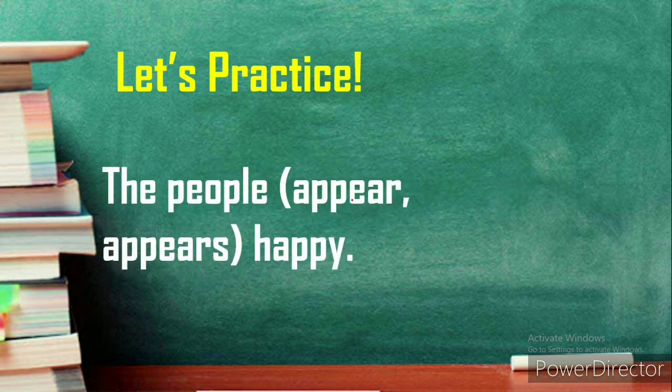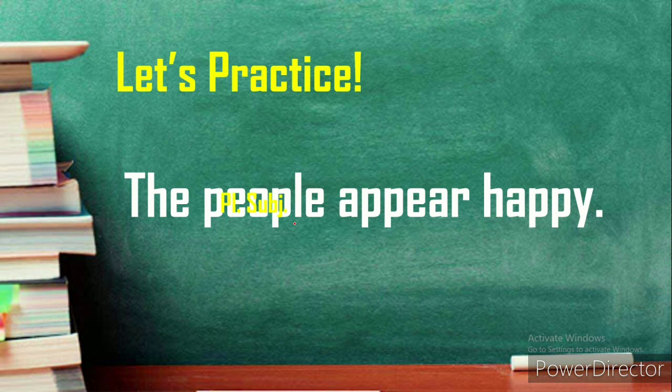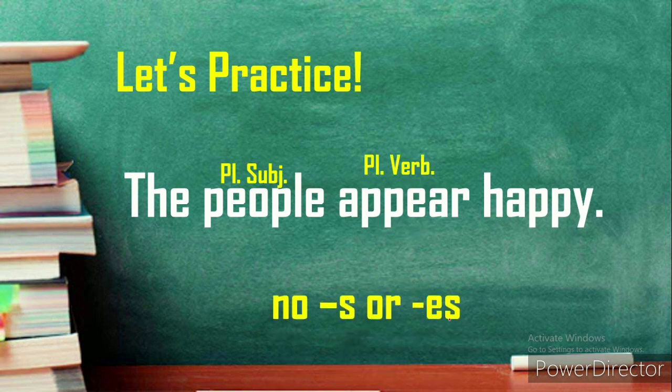Next, the people appears happy. What is the answer? Very good. The answer is appear. We have a plural subject, people, and a plural verb, appear. No S or ES. Take note that if the verb is in plural form, it should be in its basic form, like this one.